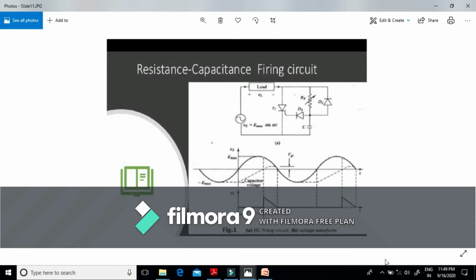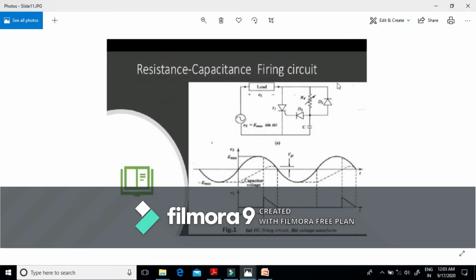Now, the next firing scheme is the resistance capacitance firing scheme. In this RC firing scheme, our alpha is extendable beyond 90 degrees. Here, the supply voltage appears across the RC branch, that means RV and this RC branch. Here we are neglecting the discharge of the capacitor during the conduction period of the thyristor. Or we can say this circuit can be analyzed by the sinusoidal steady state response of a linear RC circuit.